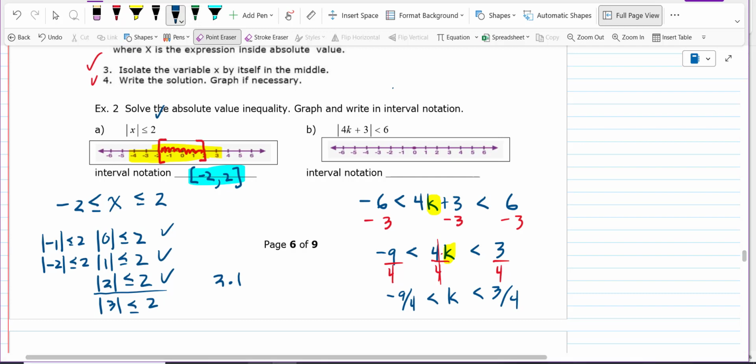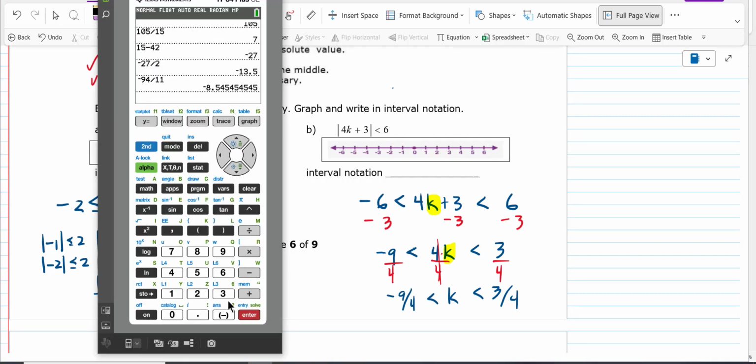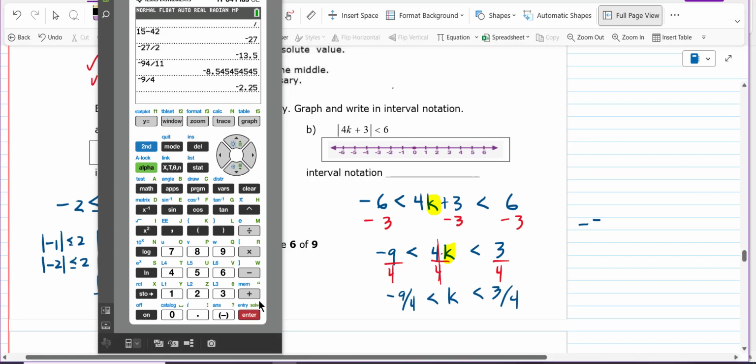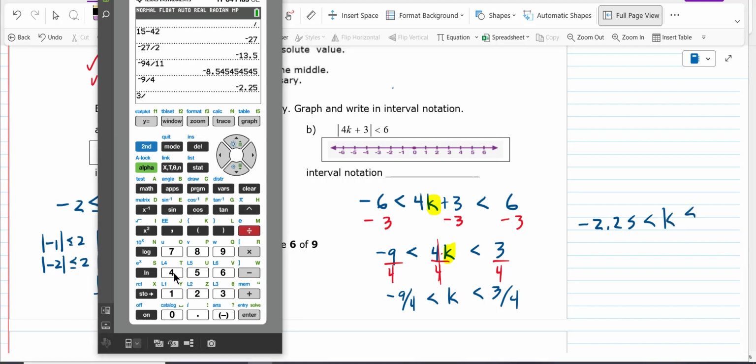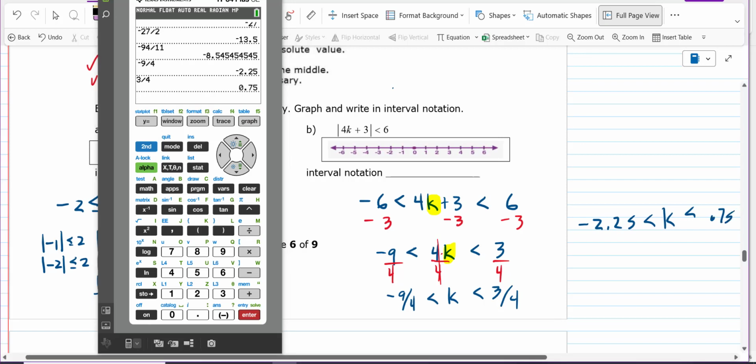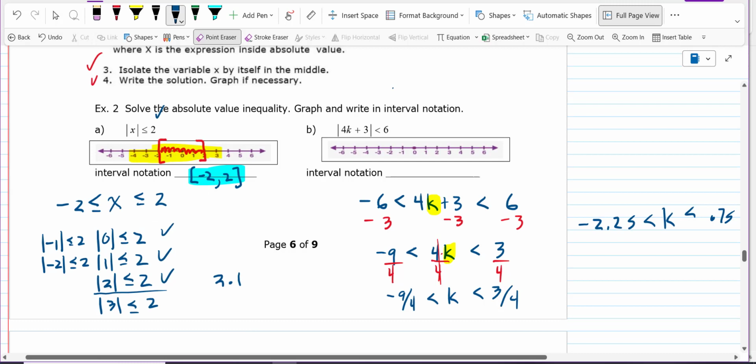And again, if you look at your calculator and do -9 divided by 4, that looks like -2.25. And then 3/4, I would hope you already know that, is 0.75. So the preferred way to write the answer is just leave the reduced fractions.